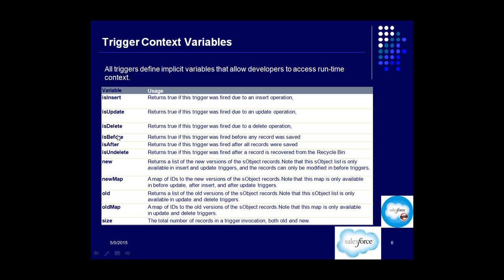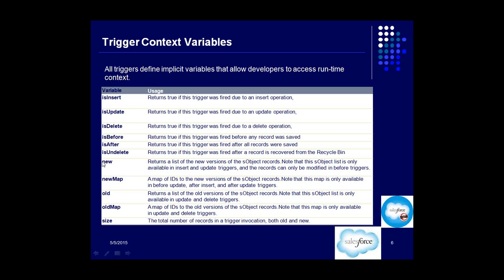So 1, 2, 3, 4, 5, 6. The first six that you see here all have return type boolean, and they return true if the trigger was fired due to that particular operation, such as insert or update.